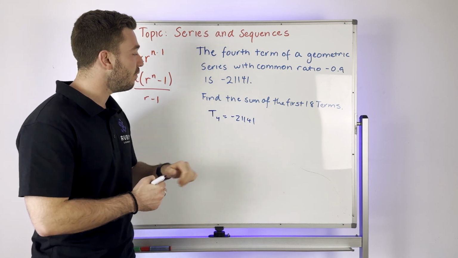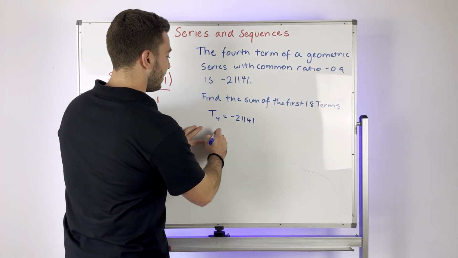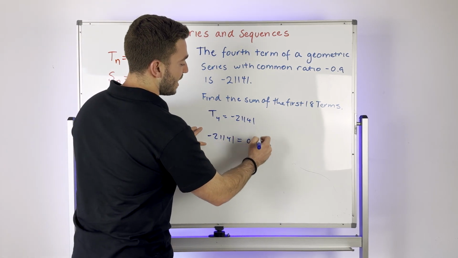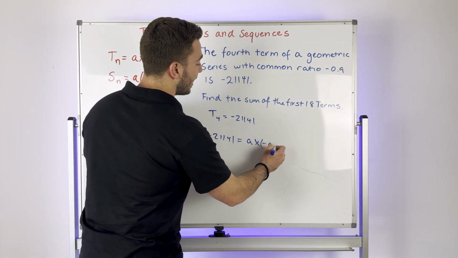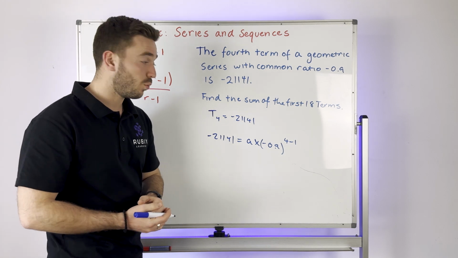We're going to back solve using the Tn formula, this formula up here. So minus 21141, the 4th term, is going to equal a multiplied by the common ratio of minus 0.9 to the power of n, which is 4, minus 1.